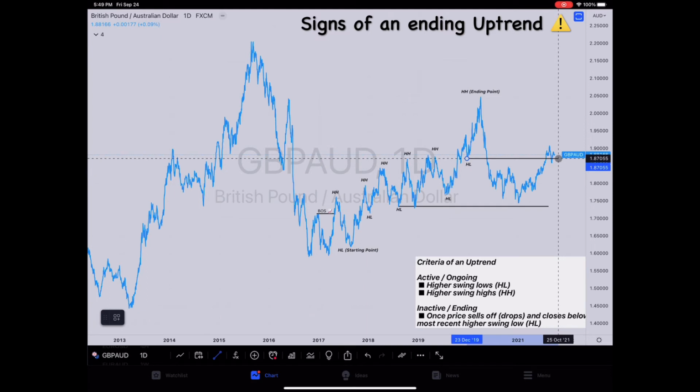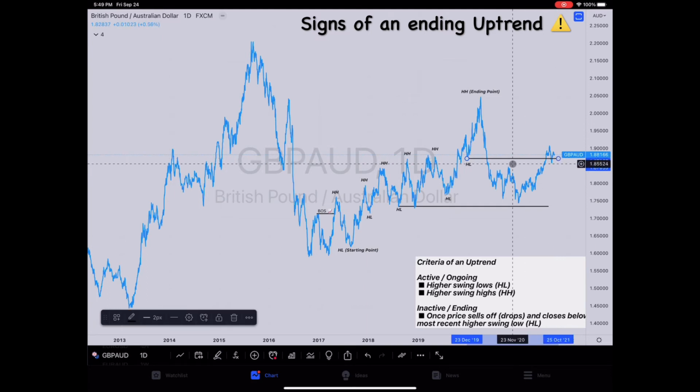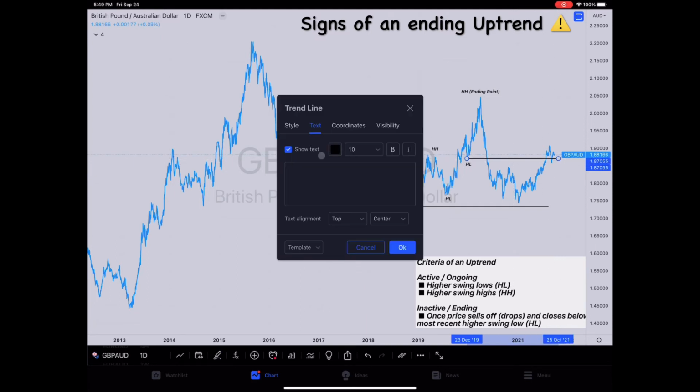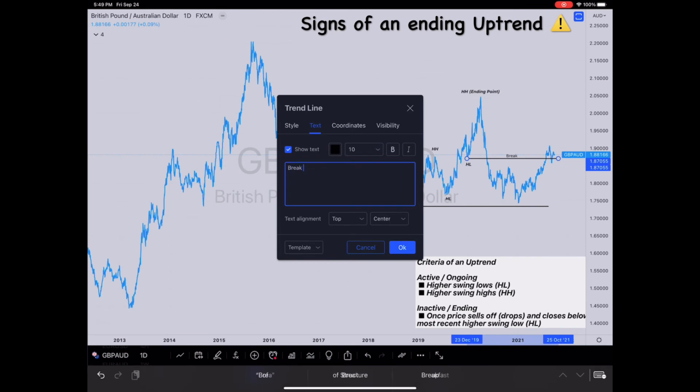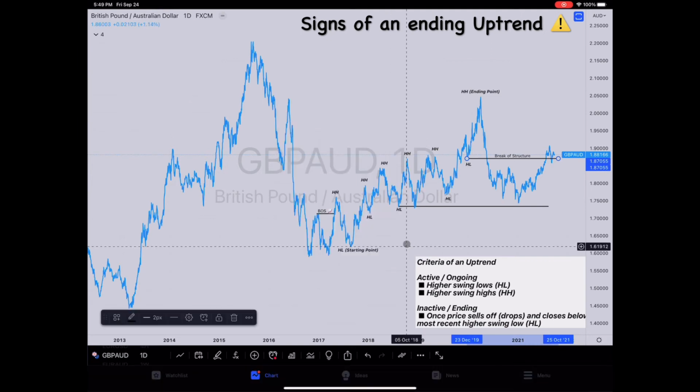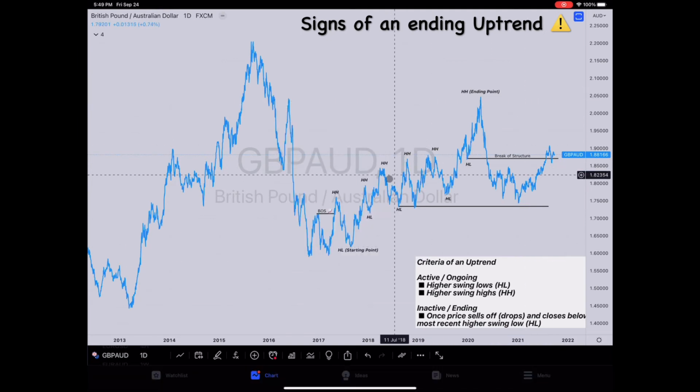All right, so the first sign to know when the market is changing directions: if price pulls back and closes below this most recent higher low that I just wrote down there, that's your first sign that you should potentially be looking for sales. The market may not continue in this bullish manner, as I mentioned, break of structure.